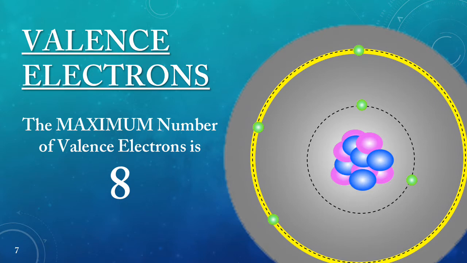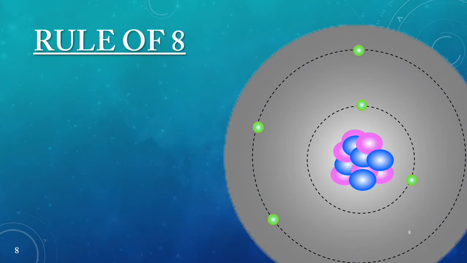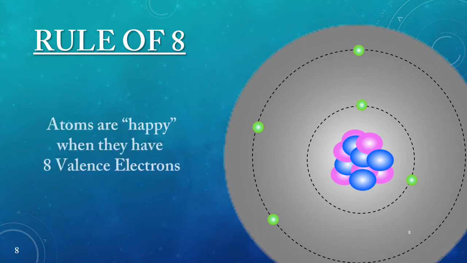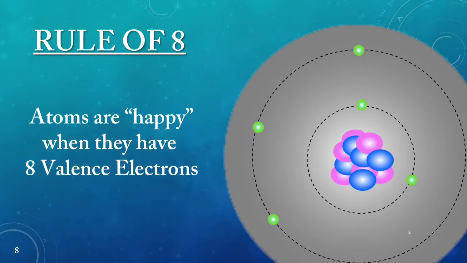Now, one of the things we have to pay attention to, and a lot of students miss this, is the maximum number of valence electrons is 8. Now, that leads us to a rule of 8. It says that atoms are happy when they have 8 valence electrons. Yes, I know that atoms don't have emotions, but we're going to pretend that they do for this case. So, again, the rule of 8 states that atoms are happy when they have 8 valence electrons.